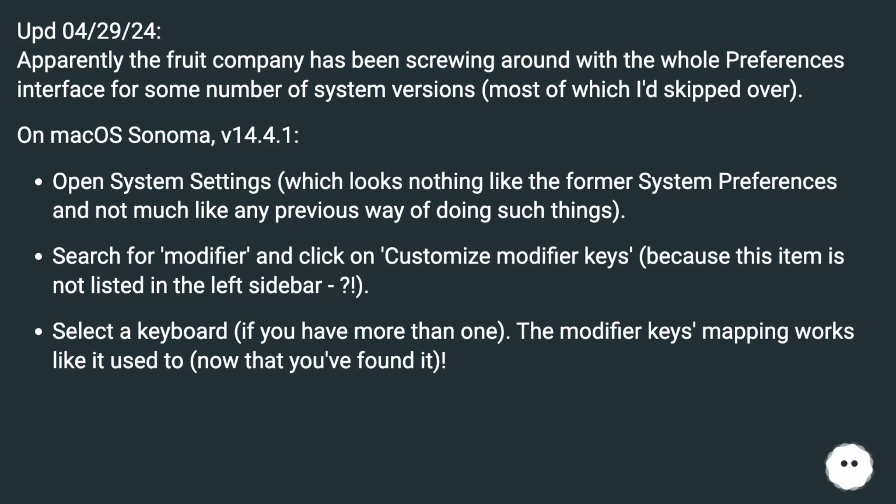Open System Settings, which looks nothing like the former System Preferences and not much like any previous way of doing such things. Search for Modifier and click on Customize Modifier Keys, because this item is not listed in the left sidebar. Select a keyboard, if you have more than one. The modifier keys mapping works like it used to, now that you've found it.